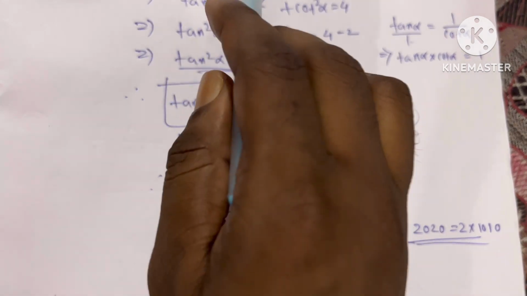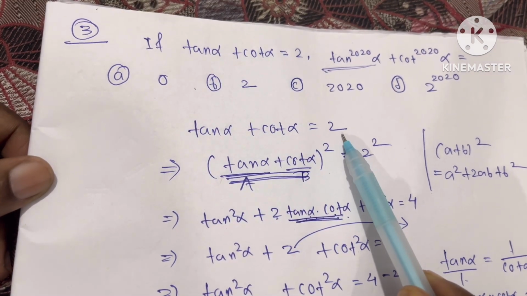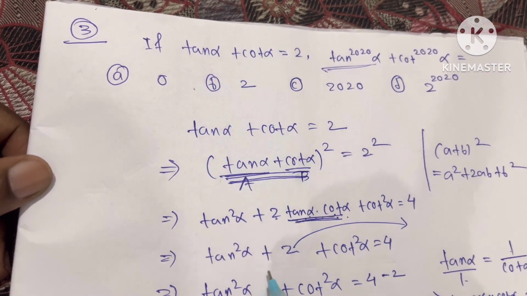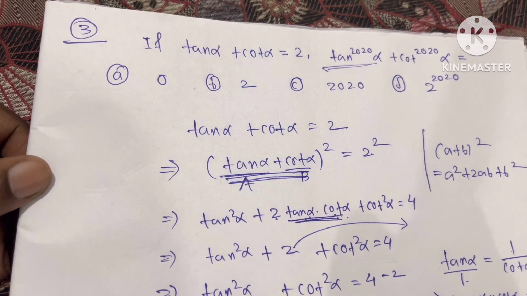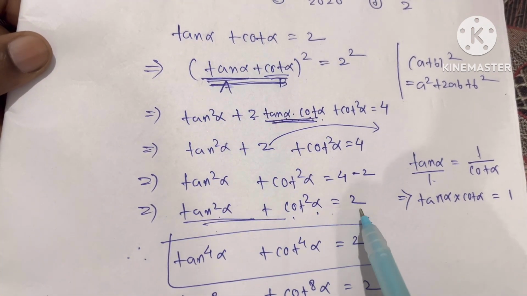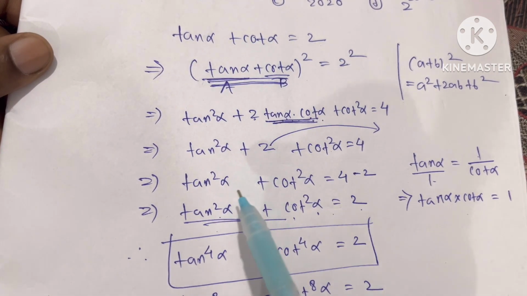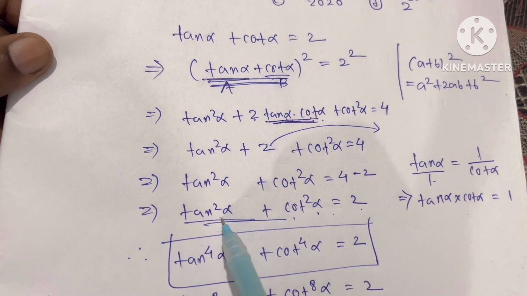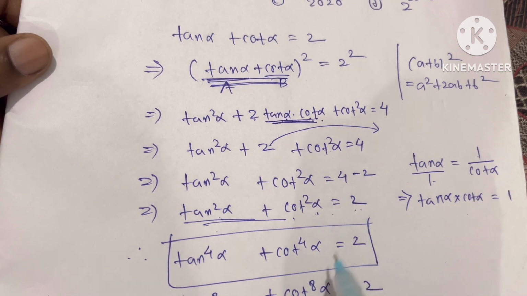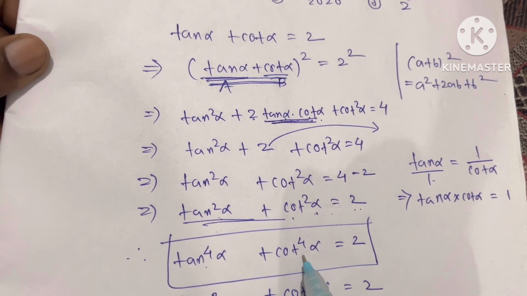First I square tan alpha plus cot alpha is equal to 2, and after squaring I got tan square alpha plus cot square alpha is equal to 2. Again if I square this, then I will get tan to the power 4 alpha plus cot to the power 4 alpha is equal to 2.